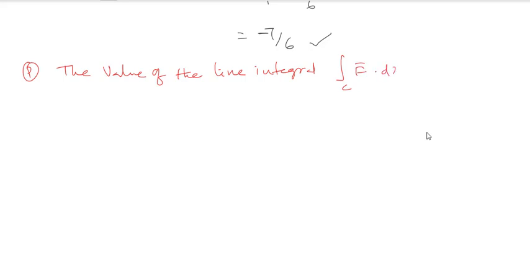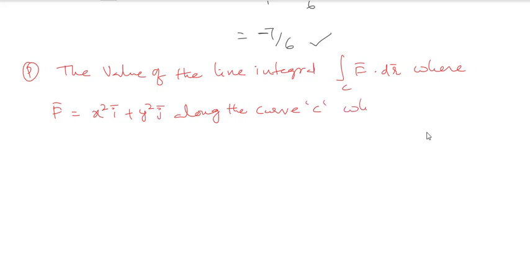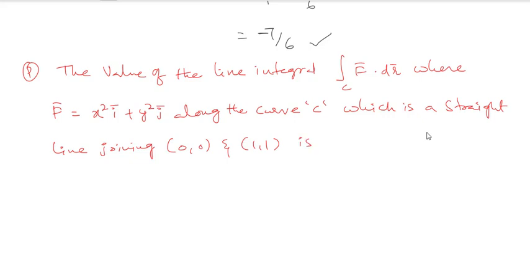f bar dot dr bar, where f bar is equal to x square i bar plus y square j bar, along the curve C, which is a straight line joining (0, 0) and (1, 1), is dash.